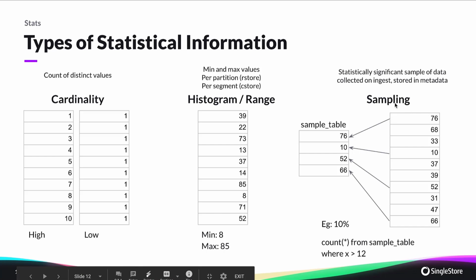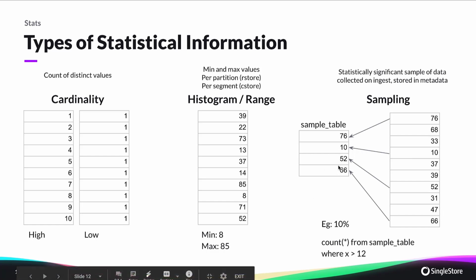Histograms and sampling stats are both really good for filter selectivity. Because in this case, if we were filtering on, say, 112, we could tell that we don't have that value in this partition, so we don't need to look at it. For this one here, if we were filtering on x greater than 12, just looking at our sampling table, we can tell that it meets most of our samples, so it's probably going to meet most of our rows in our table. It's not very selective, and that's true of the table here.